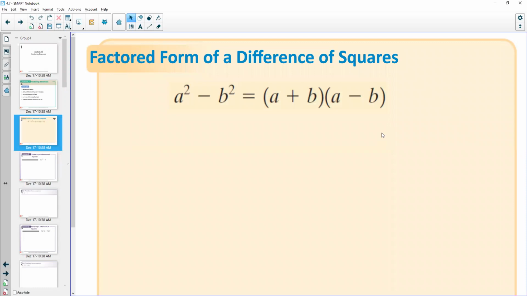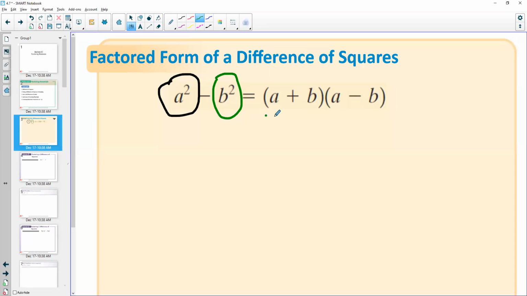So a difference of squares is when I have one square, like a squared, minus b squared. When I factor that, it's the base value of the first square plus the base value of the second, times the base value of the first square minus the base value of the second. That's how it works every time.